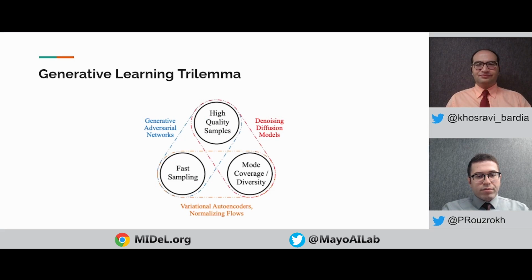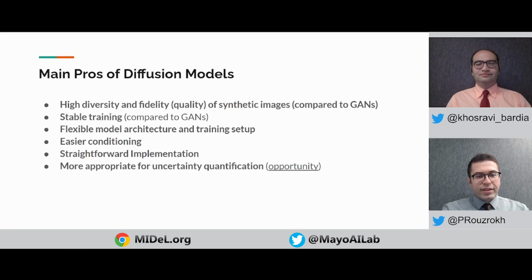All right, so let's move to the next slide, which is basically talking about the main pros of diffusion models. We basically covered most of this before. We said that diffusion models with DDPMs can create high diversity and at the same time high fidelity synthetic images, at least compared to GANs. Their training is actually much, much more stable than GANs.